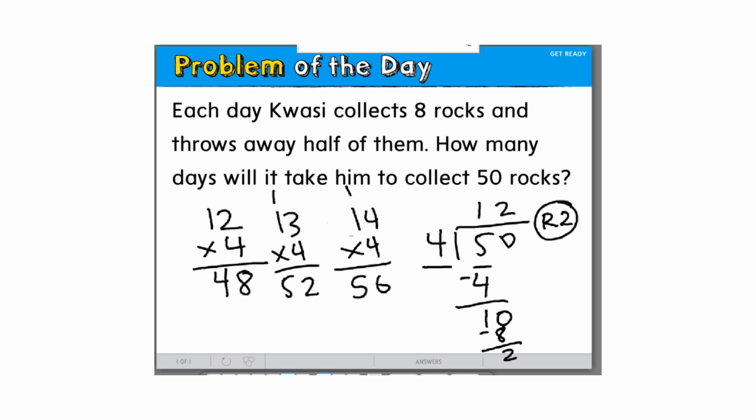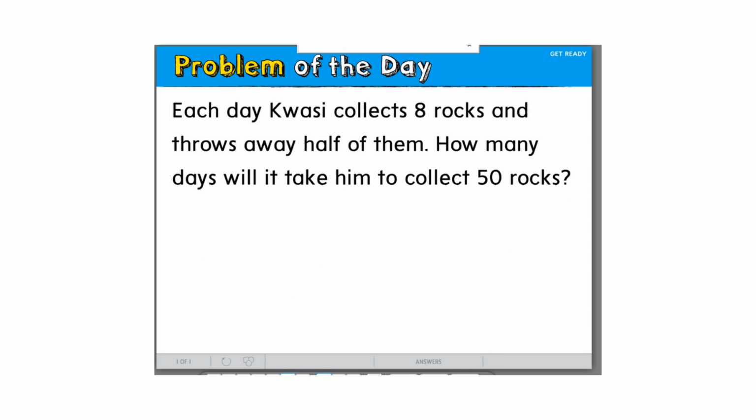Quick trick. Oh, you could do that. That would work in this case. You're right. So the correct answer on this one is 13 days. 14 is the correct answer, but it's too many days. On which day would he pass 50? So he would pass 50 rocks on day 13.